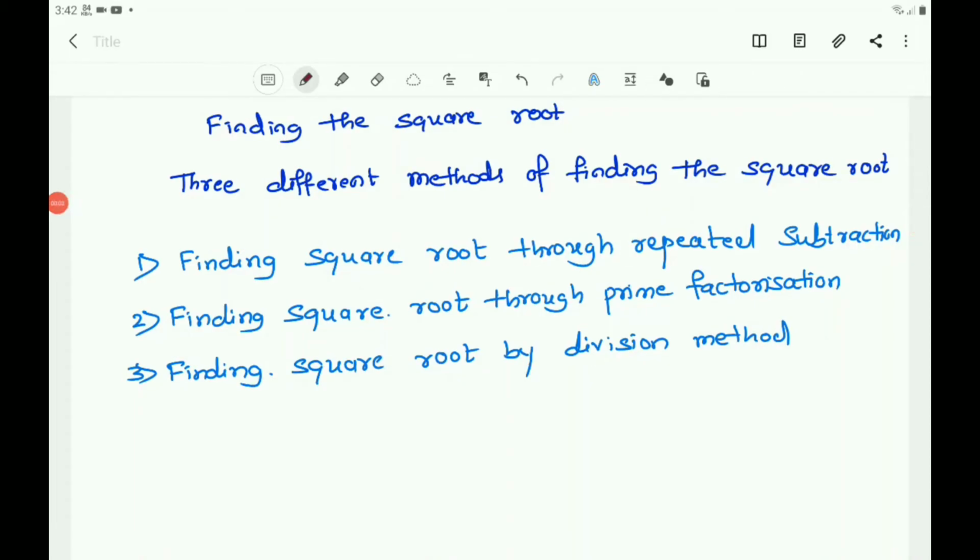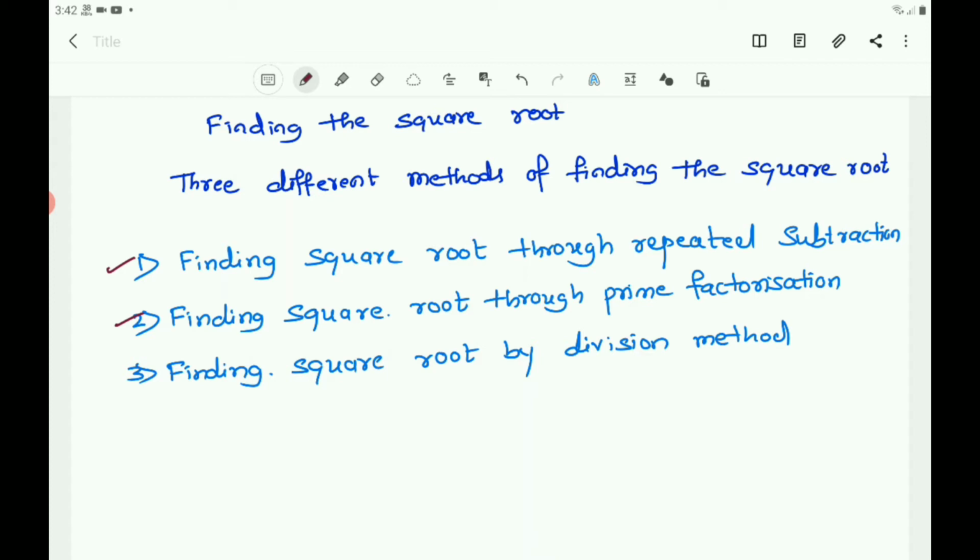Children, let us continue the chapter squares and square roots. You know the three different methods of finding the square root, and you learnt the method of finding the square root through repeated subtraction and through prime factorization. Two methods already learnt and you solved many examples with the help of these two methods.